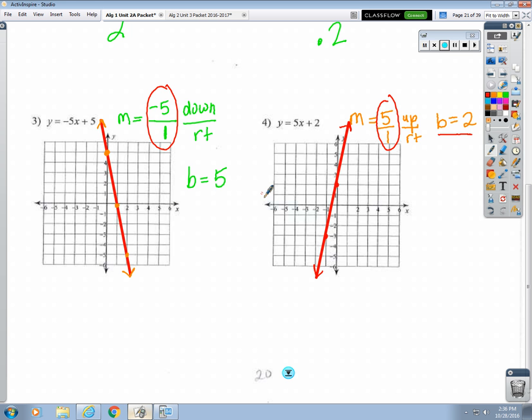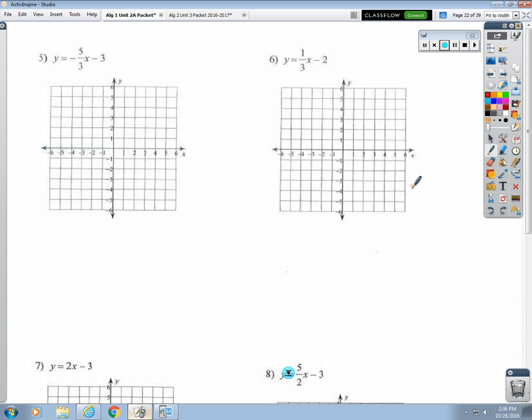Okay. Let's continue. Number 5. What is the slope?